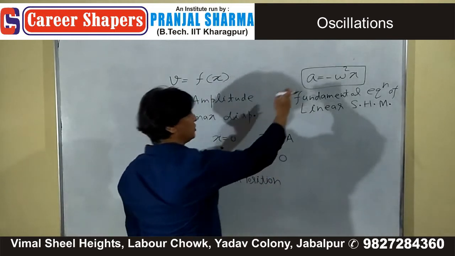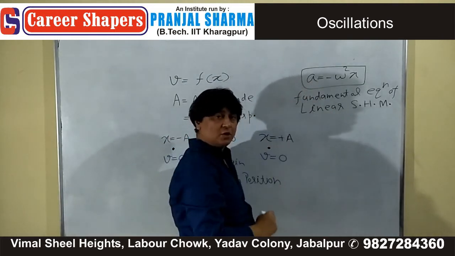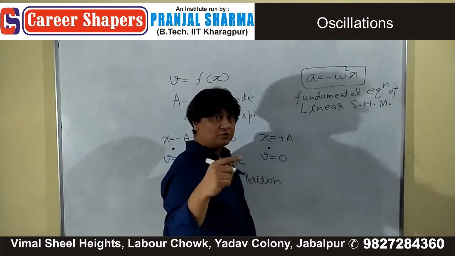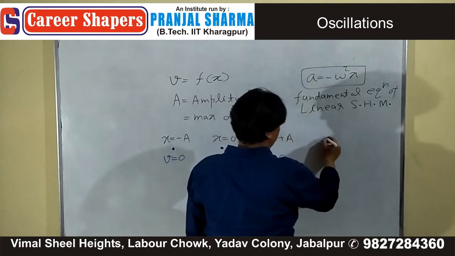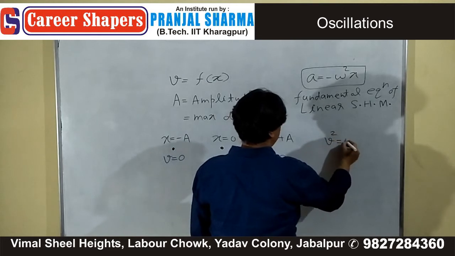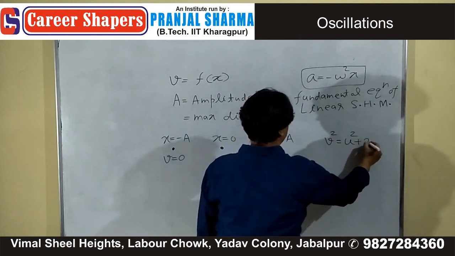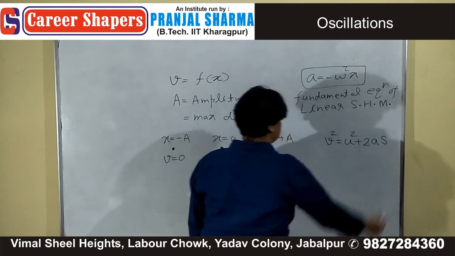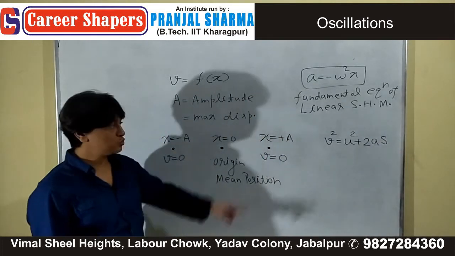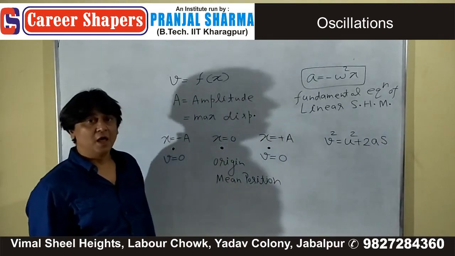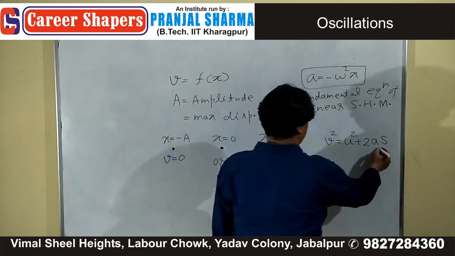Now, with this, we can develop this using the fundamental equation of linear SHM. So we have a equals minus omega square x. We need velocity as a function of x. We use v square equals u square plus 2as. Kinematics, we can use this equation. But there is a problem. We cannot.